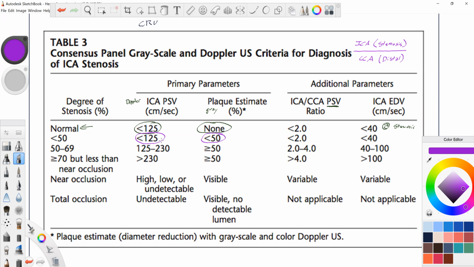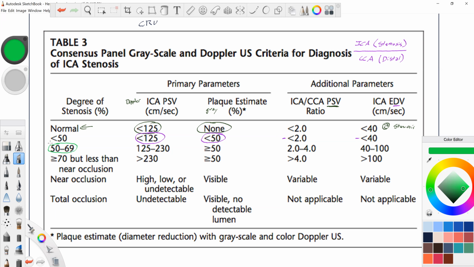So let's see, less than 125, plaque is less than 50. It's still less than 2, and end diastolic velocity is still less than 40. So we have a rather mild case here. This person is not going to die anytime soon, unless the whole piece breaks off. But that's not likely.